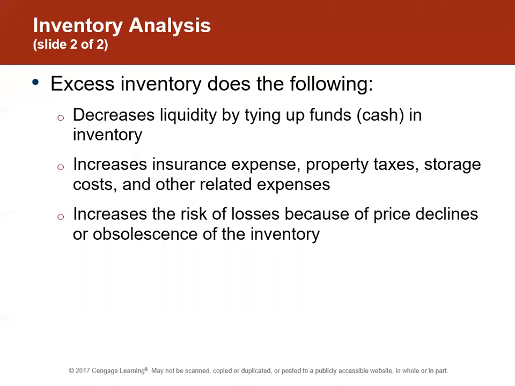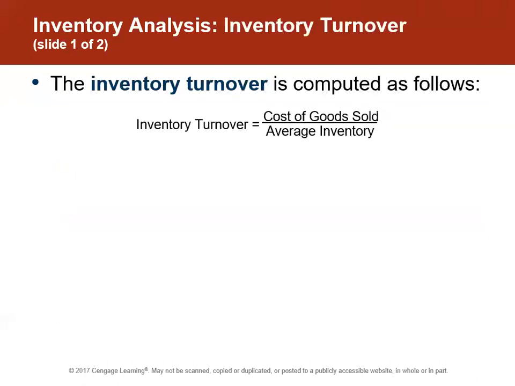And then it becomes obsolete or damaged, or it's just better. We want to keep enough inventory, obviously, to meet customer demands, but we don't want to keep too much. So we do inventory analysis to figure that out. So inventory turnover, we're going to take our cost of goods sold divided by average inventory.